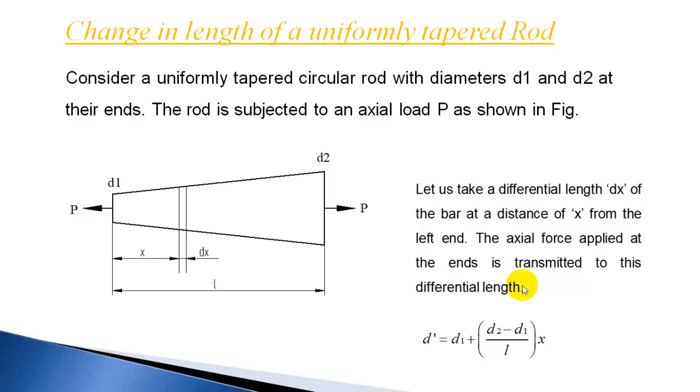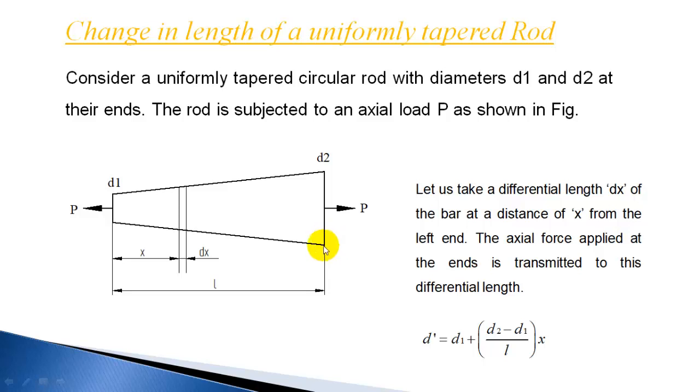But in this case, the bar is of circular cross section and its diameter is varying from D1 at one end to D2 at the other end. As shown in the figure, it is of circular cross section. This is only a front view of the tapered rod. So its area of cross section is uniformly varying. Area is gradually increasing, from D1 at the left end to D2 at the right end.